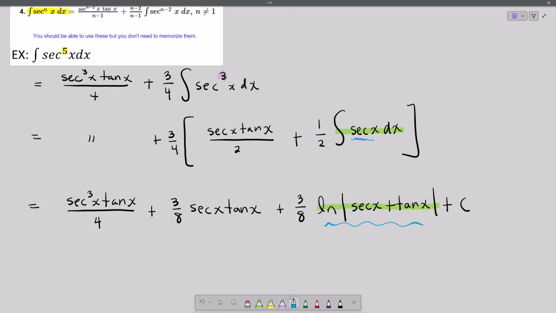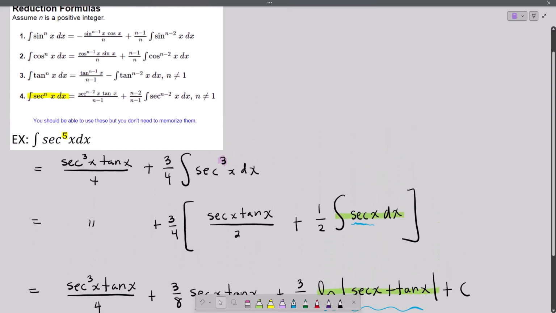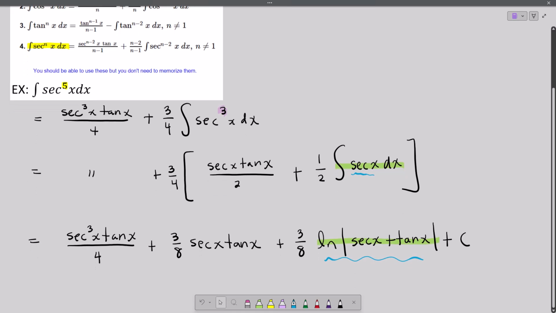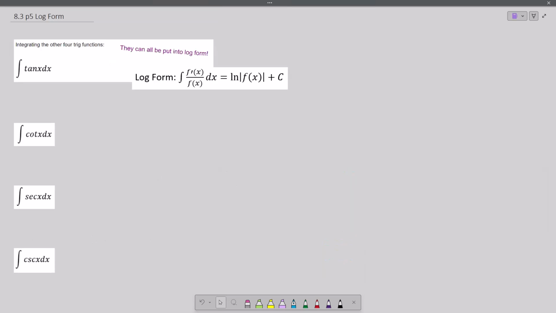So that is how you would use this general reduction formula, in this case for secant. Again, you do not need to memorize those things. Don't memorize those. There's other things that are more important to memorize. If I expected you to do a power reduction formula, you would be given the formula and use it. So let's talk about these other four trig functions. So we know how to integrate sine and cosine really well. And we have a sense of how to integrate tangent and cotangent. We've talked a little bit about it.